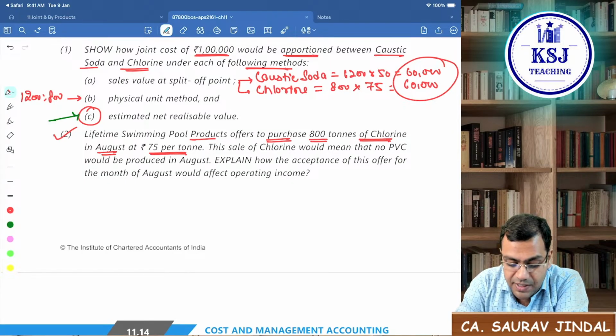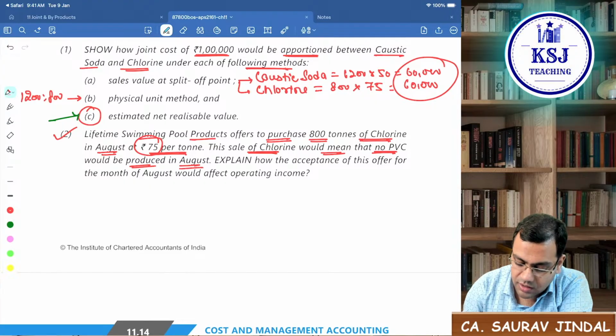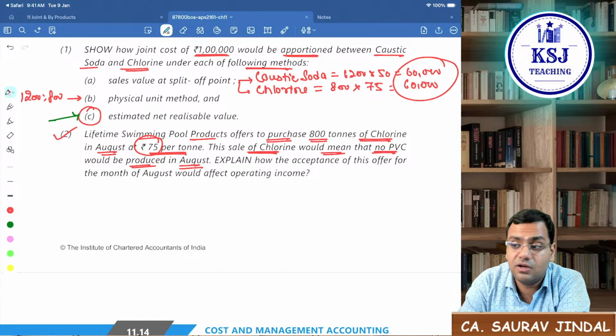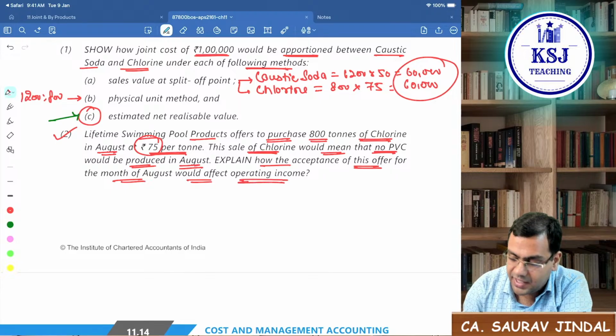Now there is a company, Lifetime Swimming Pool. They come and ask this company, sir, do not process chlorine into PVC. Just sell the whole of chlorine to us. At what price? At 75 rupees per ton. Right, this sale of chlorine would mean that no PVC would be produced in August. That means if you are selling the chlorine, then obviously you cannot convert the chlorine into PVC. Explain how the acceptance of this offer for the month of August would affect the operating income.